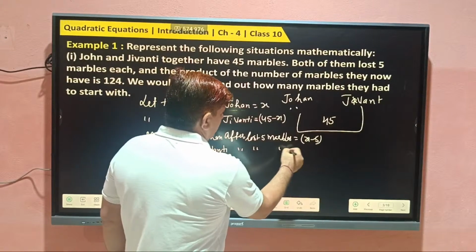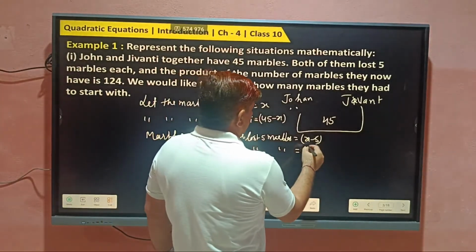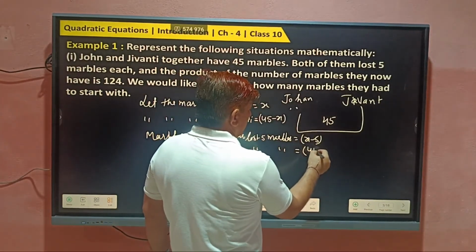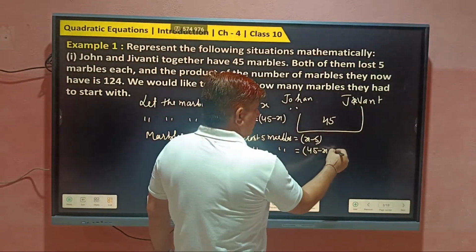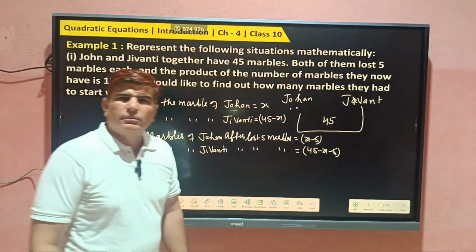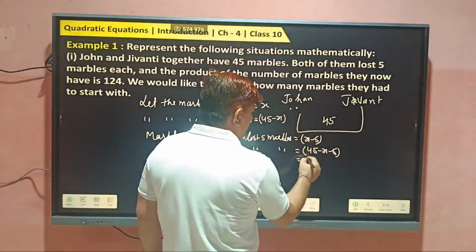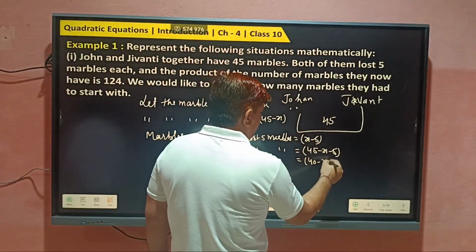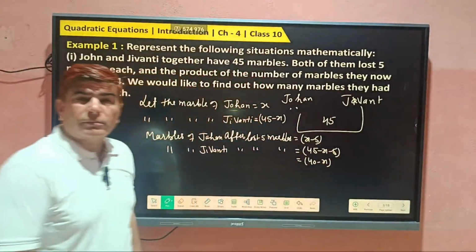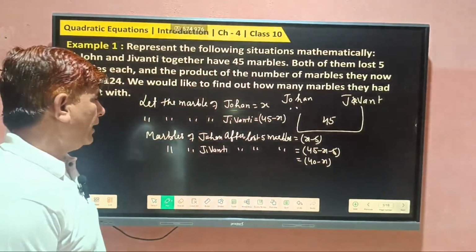Similarly, after losing 5 marbles, what? 45 minus X minus 5. Understood? And if you solve this, you know what this is? 40 minus X. 40 minus X.